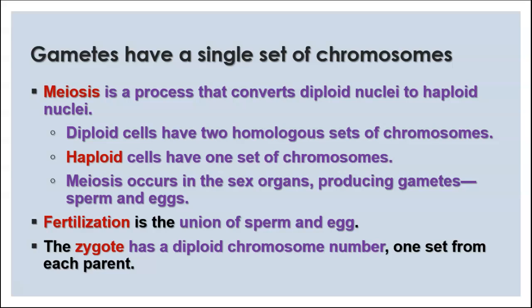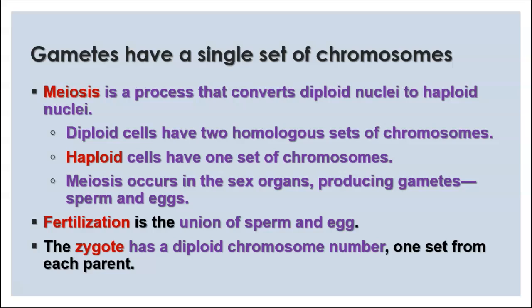Meiosis is a special type of cell division that only occurs in the sex organs, producing the sperm and egg cells that are the gametes. Gamete is a term that refers to the sex cells in general, sperm and egg cells. We use it just as a generic term.